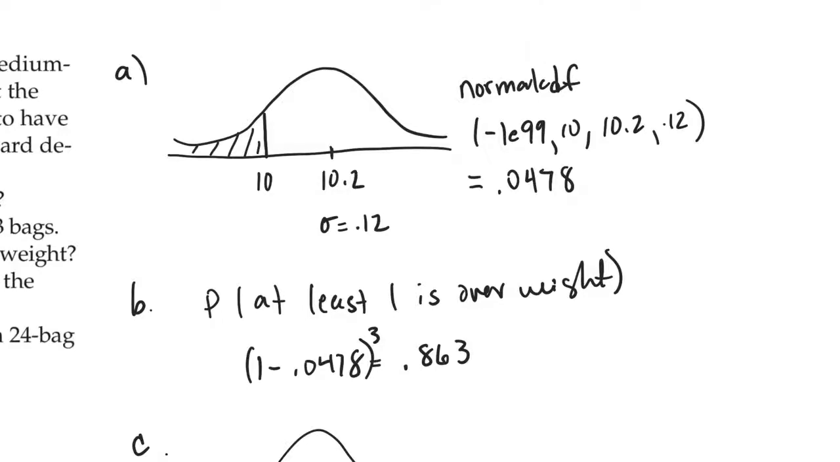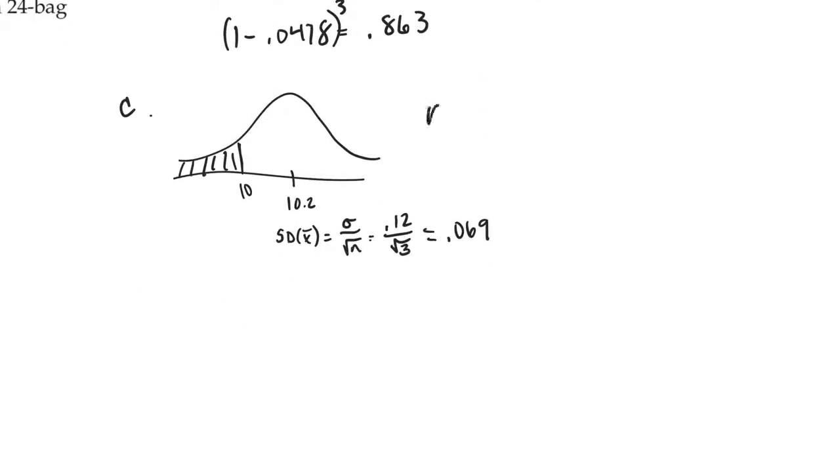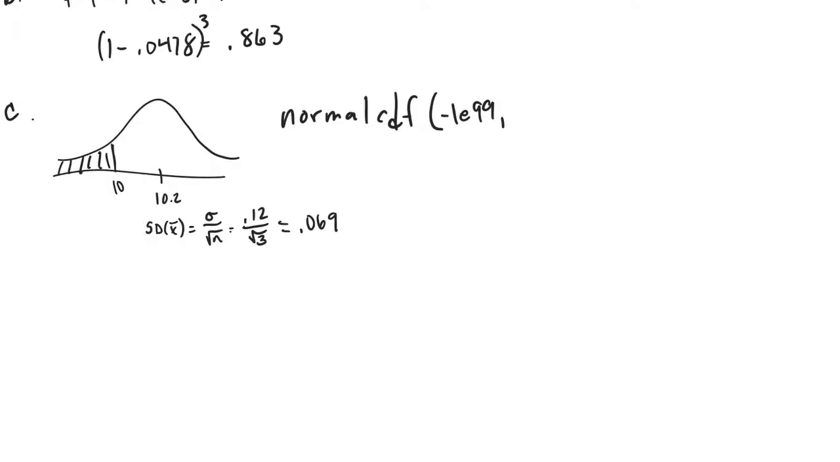So let's find out what that probability is. We're going to go down here. We're still going to use normal CDF. It's going to be the exact same as before, except what? My standard deviation is going to change. So it's going to be -1 E99, and we're going to have up to 10 still as defining to be underweight. We're going to have an average of 10.2. But now comes the point where I'm going to change the standard deviation, because now we've increased our sample size, which makes the variation go down. Center stays the same. They told me from the beginning that this was normally distributed.